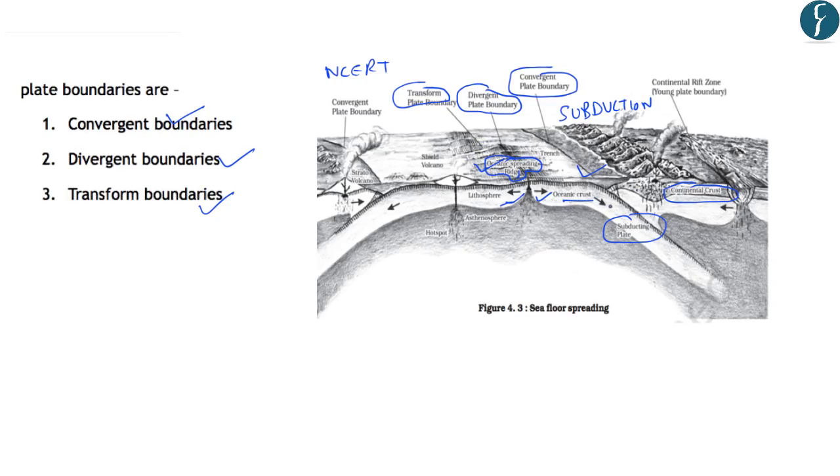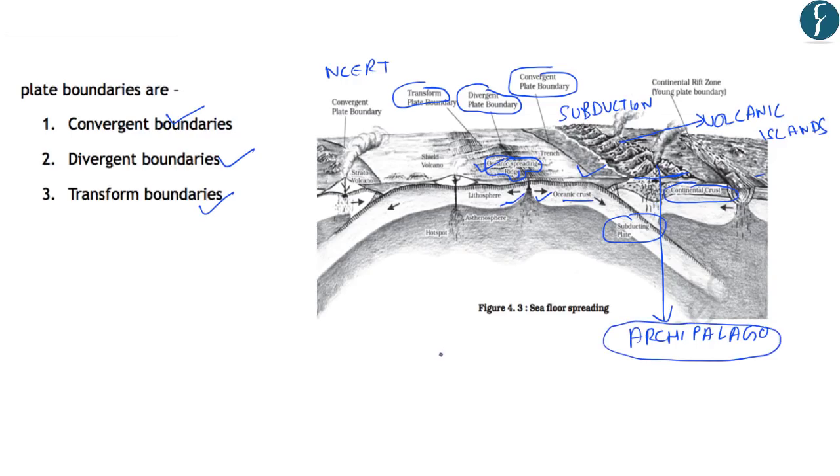Now another point that should be understood is that at convergent plate boundary, at some distance from the plate boundary, major volcanic activity also takes place. This can be seen in the diagram here, as this is the convergent plate boundary and the volcanic activity is taking place at a distance from it. Now these volcanic activity zones are known for volcanic islands, and this chain of volcanic islands is known as archipelago, and that is why the Indonesian islands are known as the Indonesian archipelago. Another example of archipelago is the Japanese archipelago, and both these are volcanic in nature.